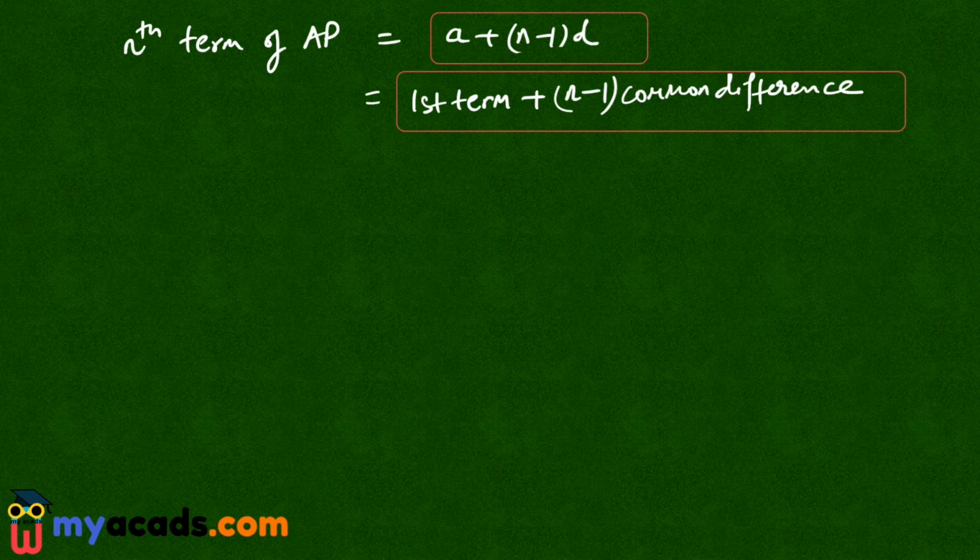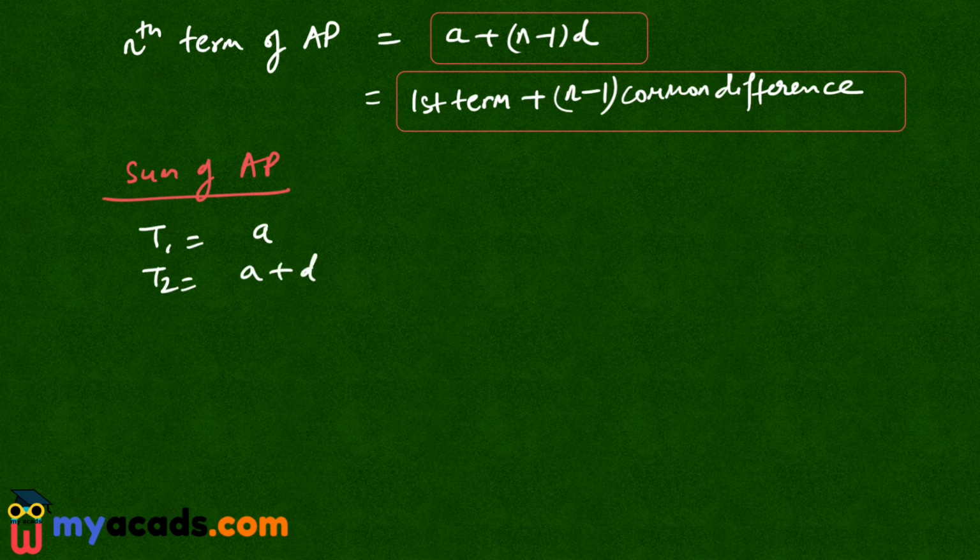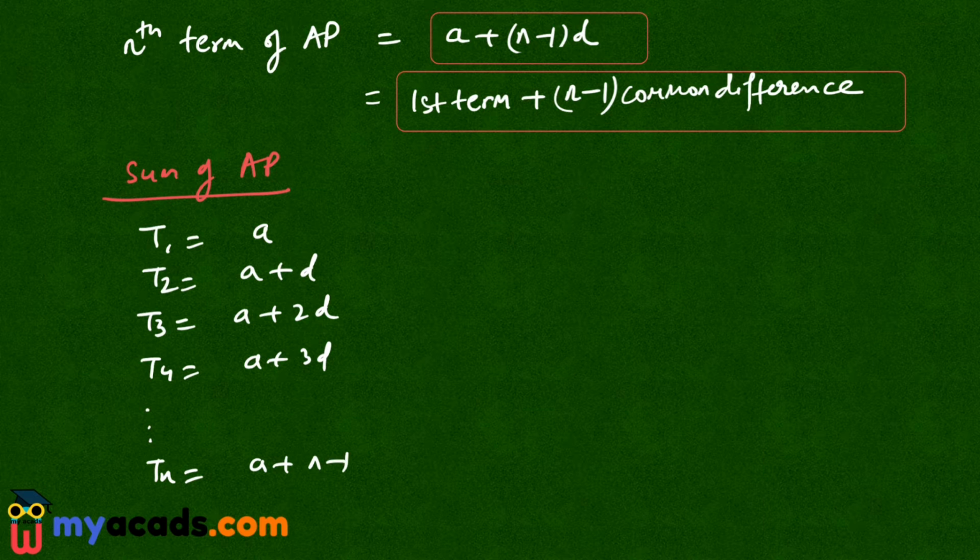Now I will find out the sum of AP. My first term is a, my second term is a plus d, my third term is a plus 2d, my fourth term is a plus 3d, and so on, and my nth term is a plus n minus 1 into d. Now when I add all these terms, t1 plus t2 plus t3 plus t4 and so on till tn, I will get the sum of AP.